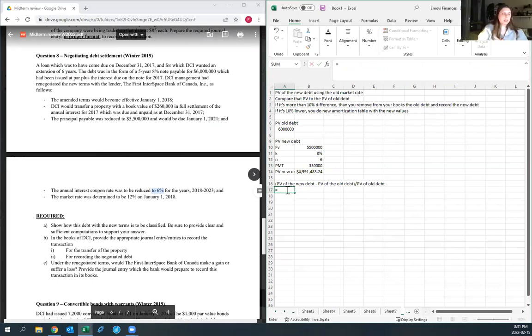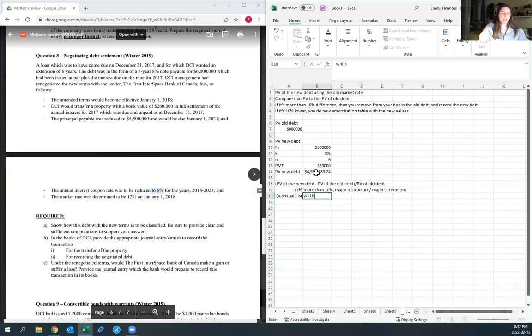So to find the difference, we're doing 4.9 million minus 6 million divided by 6 million. And that gives us a difference of 17%. So that's more than 10%. So it's a major restructure slash, I don't remember the term, or a major settlement, I think it said. But basically, the 4.9 million, all this amount will be classified as long-term debt.